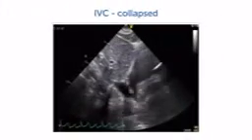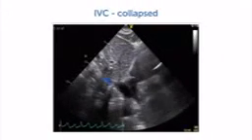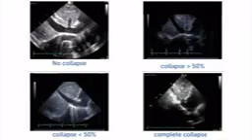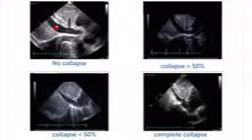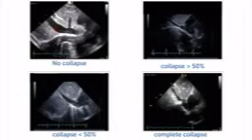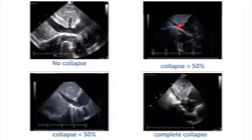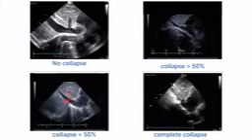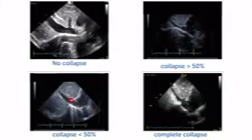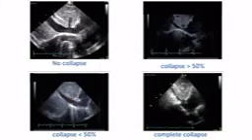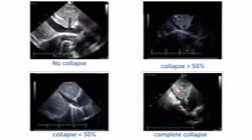So let me show you some examples. Here is an IVC which is not even visible. It's completely collapsed. It should be somewhere right here. Here is a patient with a very wide IVC, and it doesn't collapse at all. This IVC probably collapses more than 50%. A normal-sized IVC, which collapses less than 50%, I would say. And here, again, a normal-sized IVC, which almost completely collapses.